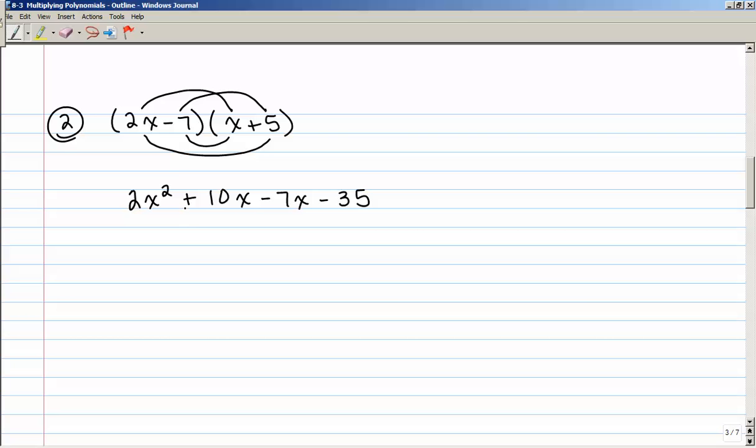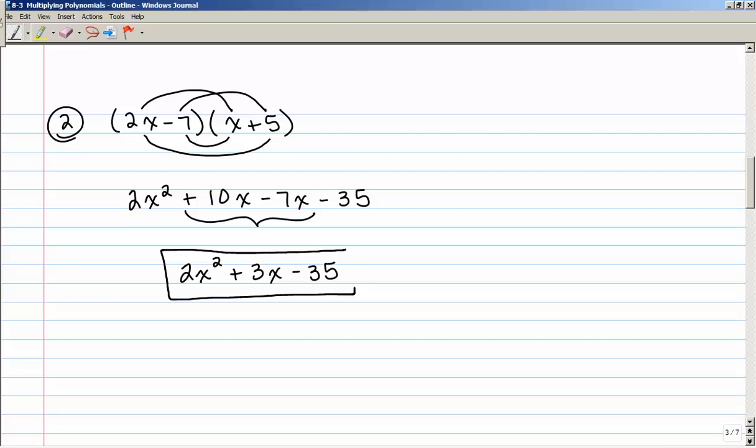And again, I have some like terms in the middle here that I can combine. So I'll have 2x squared plus 3x minus 35. So if you've done this before, or if you're finding it pretty easy to remember FOIL, you don't have to write down, F is 2x times x, and O is 2x times 5. If you can just do that, draw the little lines, that's very helpful.